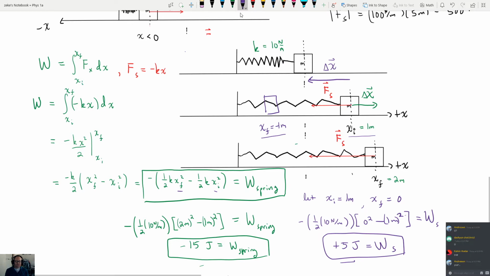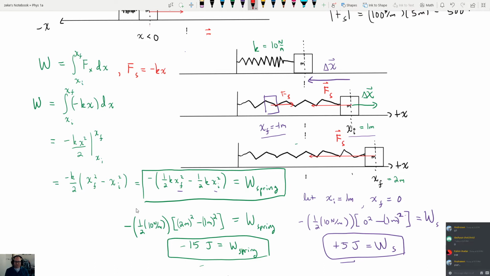But then when you get to here, the force is acting back this way, right? So basically, all of the work that's done by the spring to get it back to 0 kind of gets canceled out when we push back to here. So it ends up adding to 0.